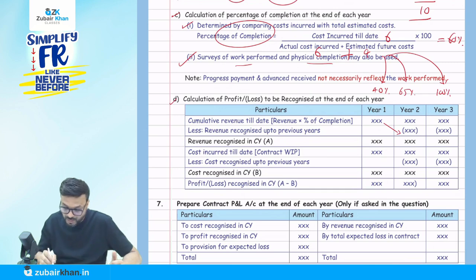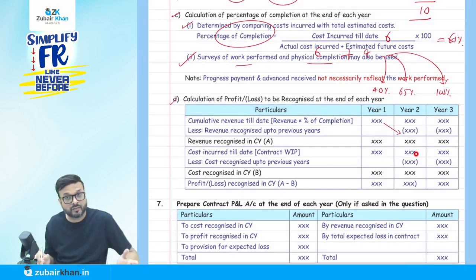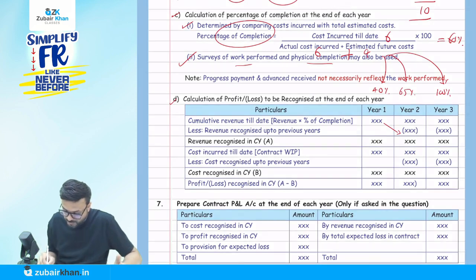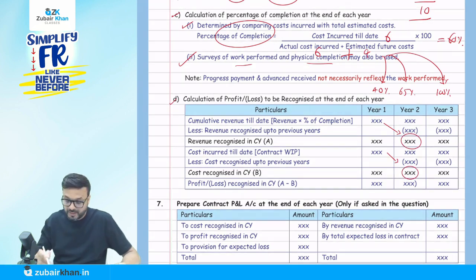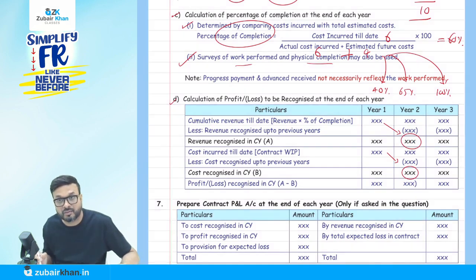You got the point? Now I will say whatever the cost incurred till date. But this is the cost incurred for the first and second year, so whatever the cost of the first year, we will deduct here. So this is the revenue for the first year, and this is the cost for the first year. Sorry, second year. This is the revenue for the second year, and this is the cost for the second year. So revenue minus cost will give the profit.